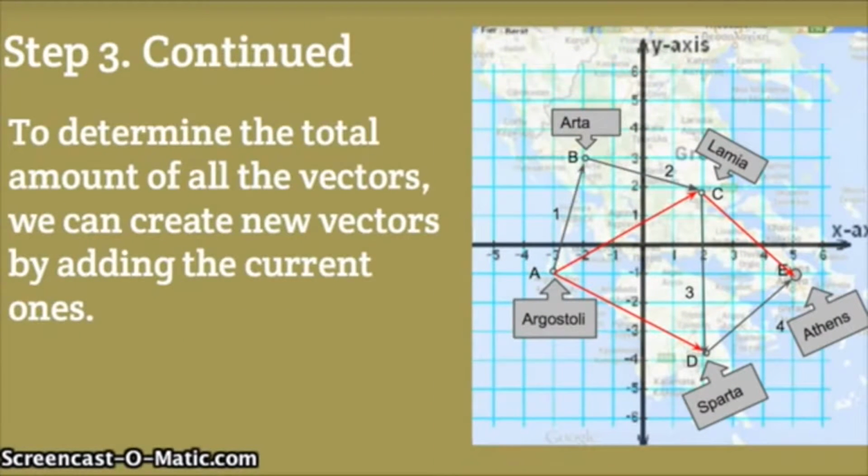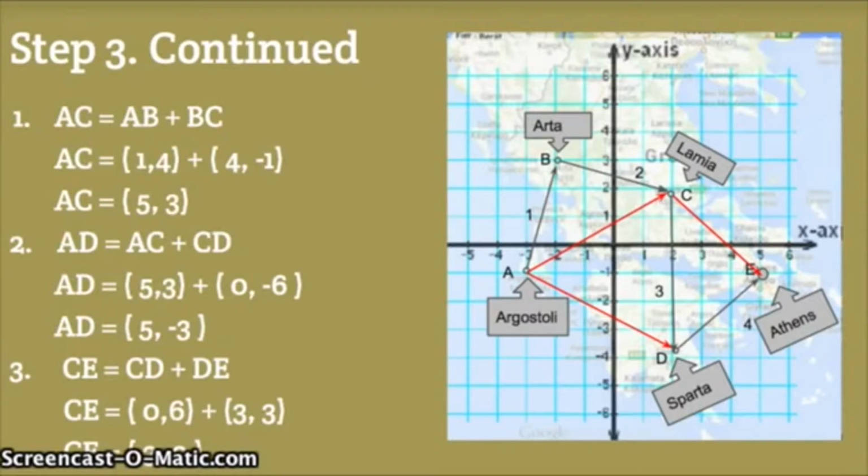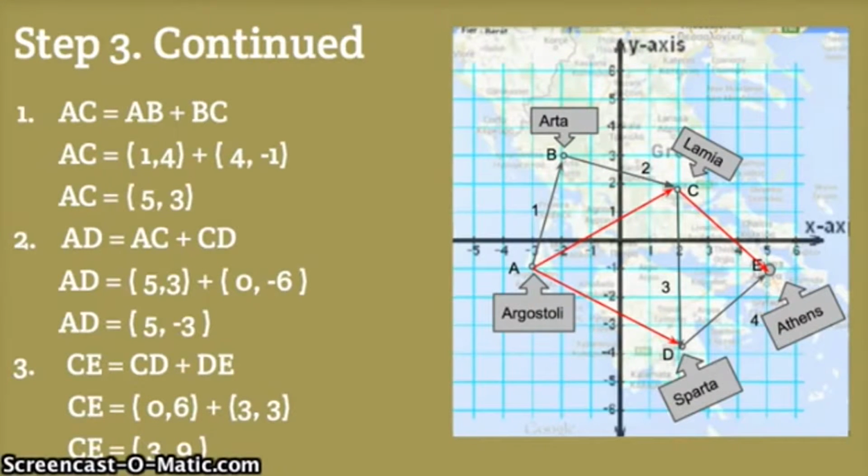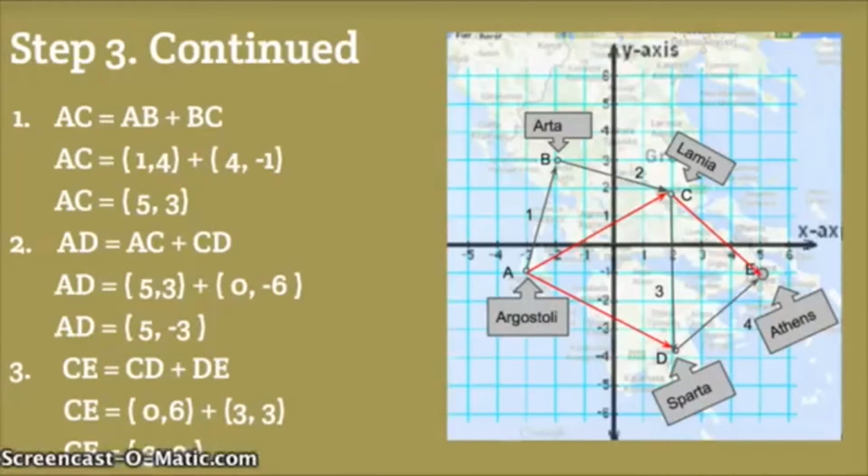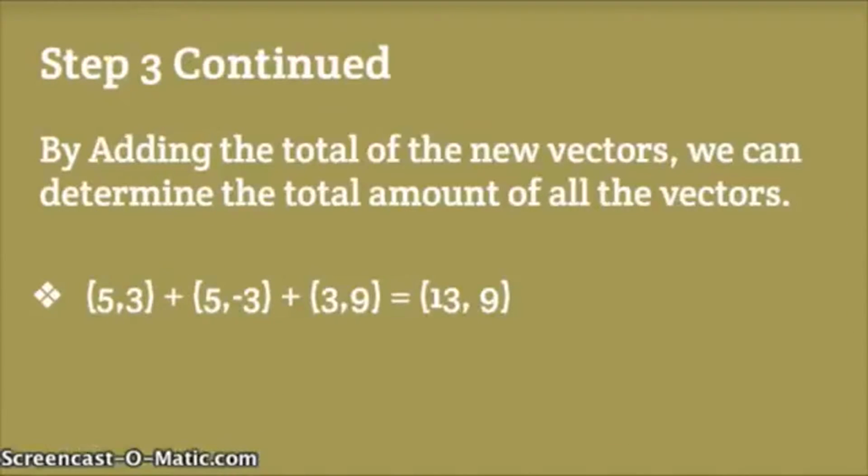So, to determine the total amount of all the vectors, we can create new vectors by adding the current ones, such as AC equals AB plus BC, giving us AC equals 5, 3. AD equals AC plus CD, giving us AD equals 5, -3. And finally, CE equals 3, 9. By adding the total of the new vectors, we can determine the total amount of all the vectors. So by adding all the vectors that we found, we got 13, 9.